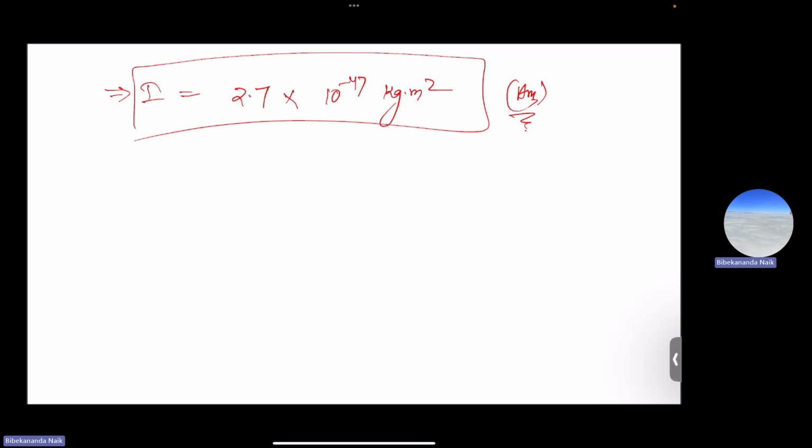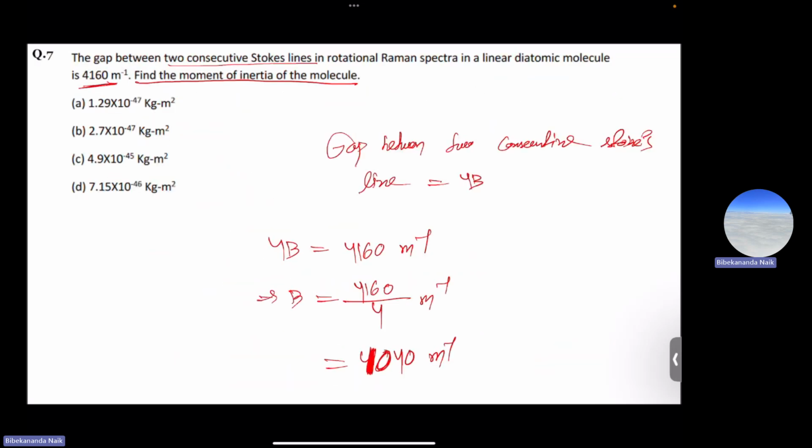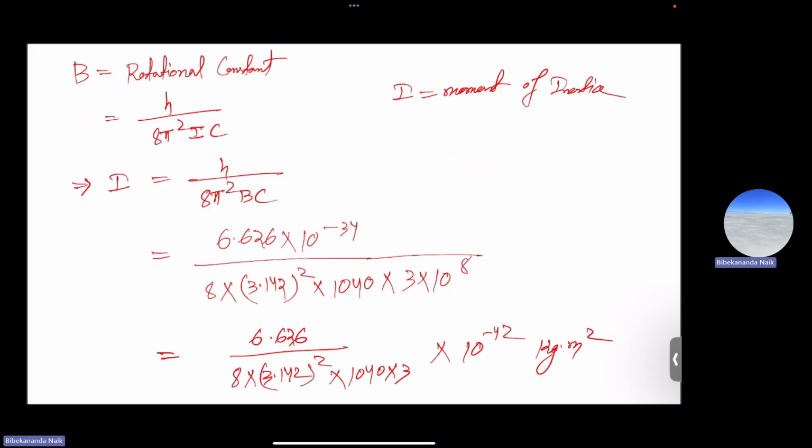And if you see the options, the correct option will be option B, 2.7 into 10 to the power minus 47 kg meter square. This is a pretty much simple question. You just need to find out the value of B, and since the expression for B contains I, that I can be calculated if you know the value of B. So now we'll move to question number 8.